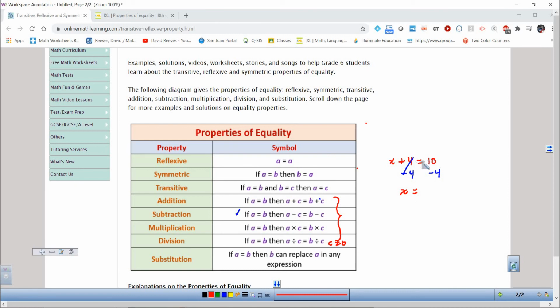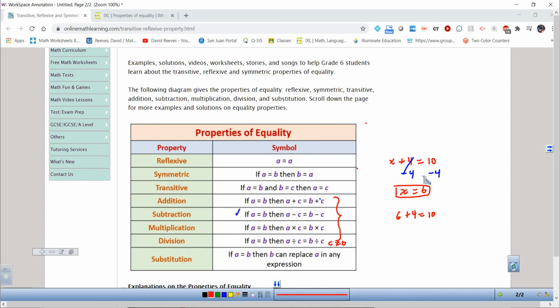but it is still true. And I get 10 minus 4 is 6. So that gives me the answer to the equation, x is 6. And of course, we could check that. 6 plus 4 is equal to 10.